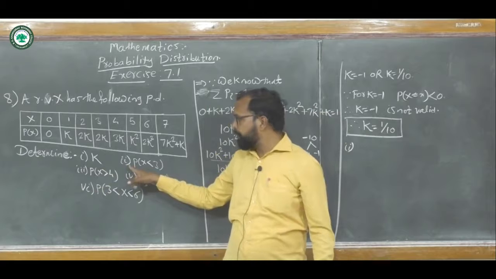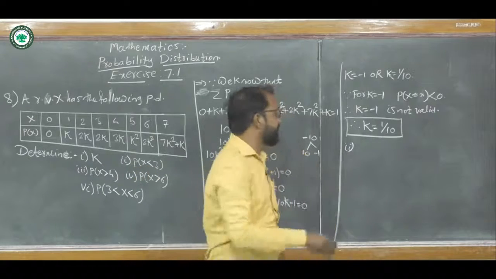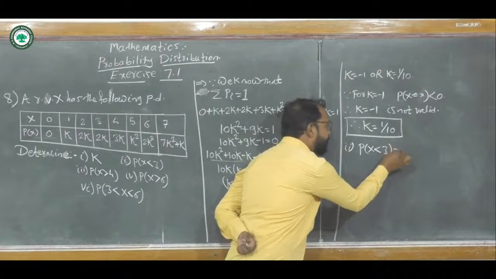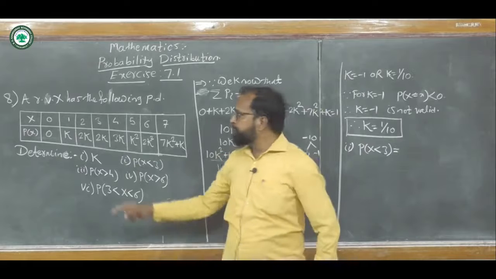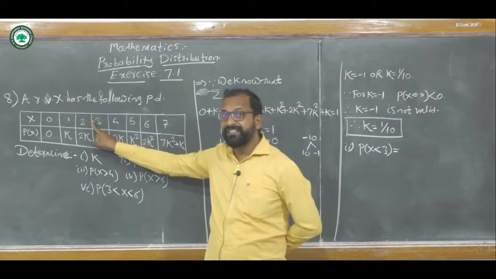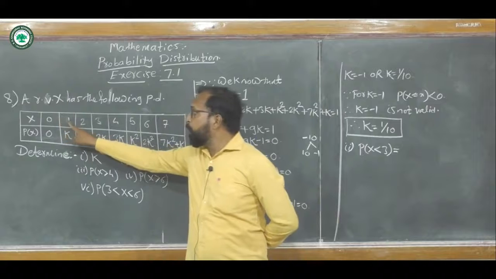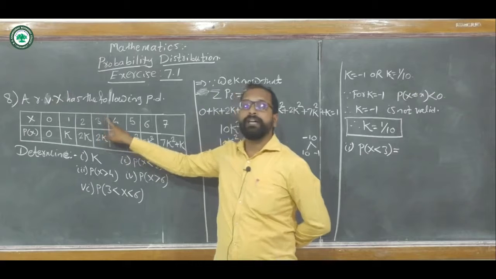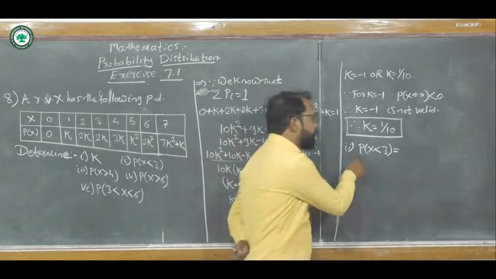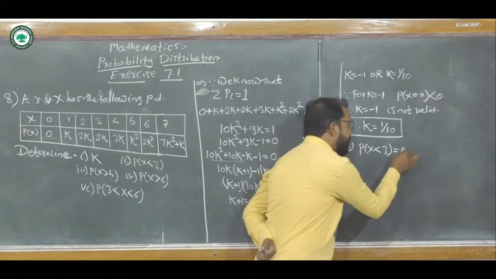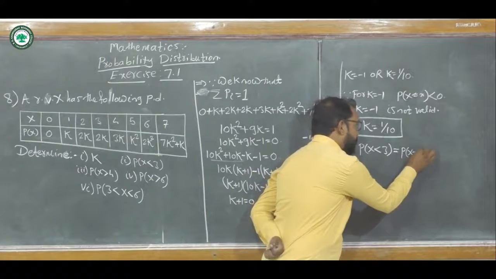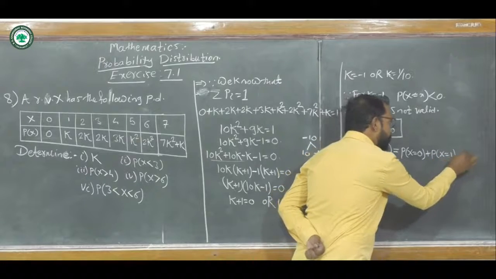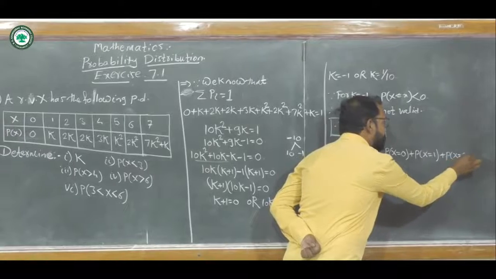Now we consider the probability of x less than 3. From the table, observe that the values of x which are less than 3 are 0, 1 and 2. So the probability of x less than 3 can be written as the probability of x equals 0 plus the probability of x equals 1 plus the probability of x equals 2.